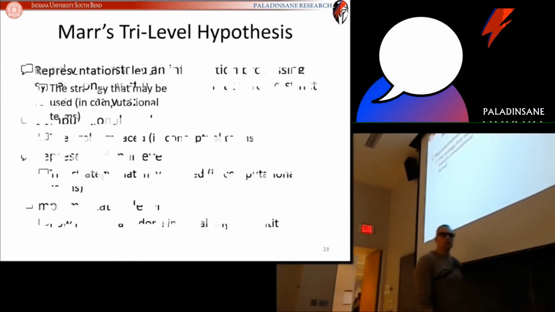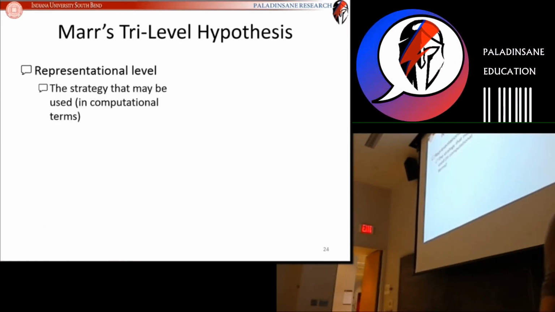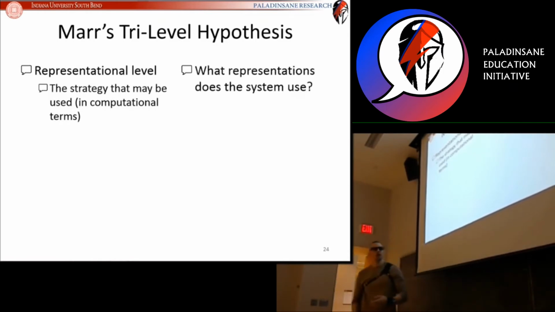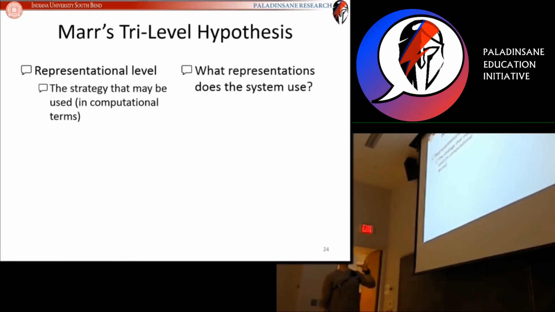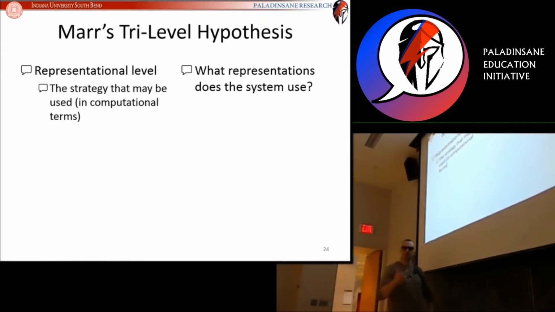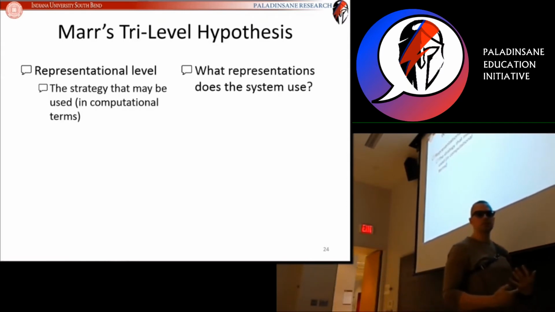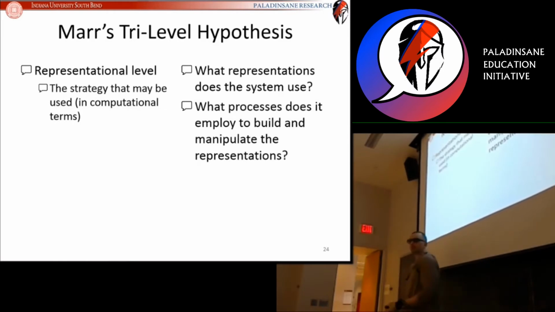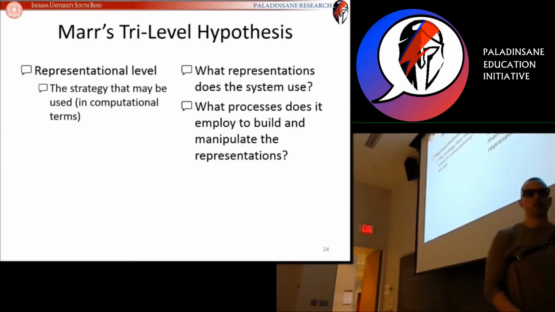All right, so the representational level, that's what we're going to stand on. That's what we're going to spend this semester. So what representations does the system use? What representation does our mind use is a very important question. And then what processes does it use to build on those representations, to manipulate those representations? This is basically the core of what cognitive psychology is all about.